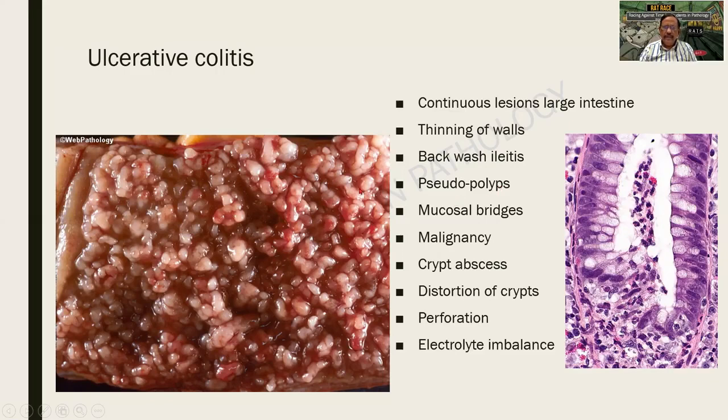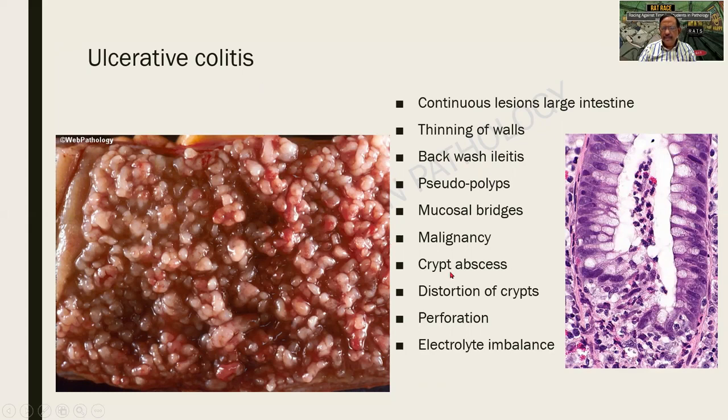What are the other features that we can see? It is a continuous lesion, not a skip lesion. There is thinning of the wall, there is no thickening. Backwash ileitis. As the name implies, it is a colonic disorder, but sometimes you find it can involve the terminal ileum and it is called as backwash ileitis. And sometimes you find in spite of the ulceration, the mucosa can be connected together and this is called as mucosal bridge. Malignancy is very common, 3 times more common here than the Crohn's disease.